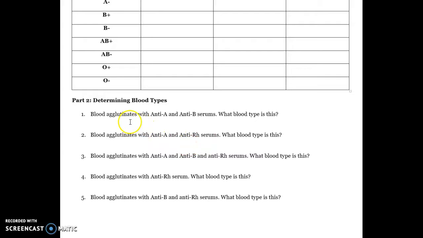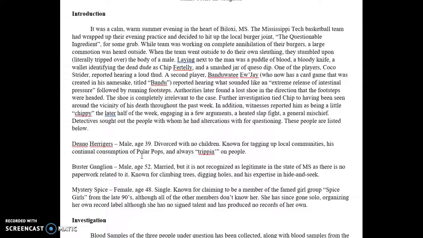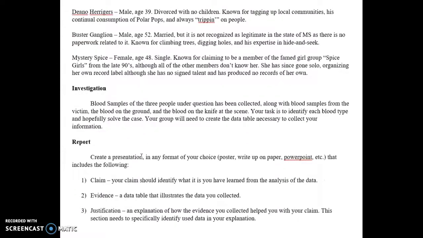Once you get this chart done, you can check out these bottom 5 questions. This one I'm telling you that blood will agglutinate with the anti-A and the anti-B serum, but nothing more. What blood type would this be? Same thing with 2 through 5. Each of these will have exactly one answer. Once again, when you get this page done, bring it up to me so I can quickly glance it over and steer you in the right direction if you happen to be confused with it. And then after that, you can turn the page over, read through the scenario, and then begin your investigation.